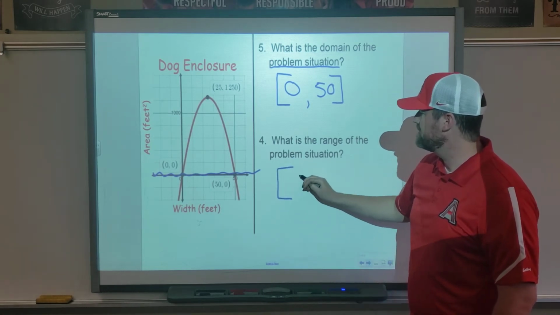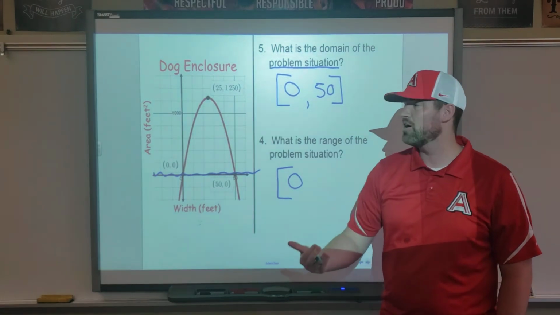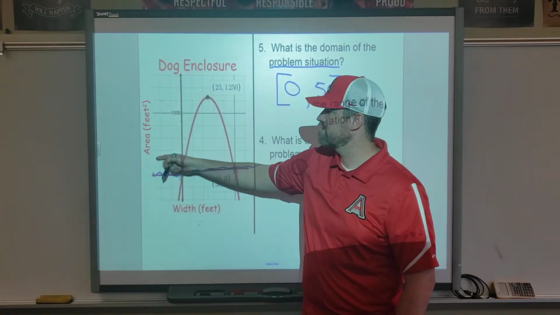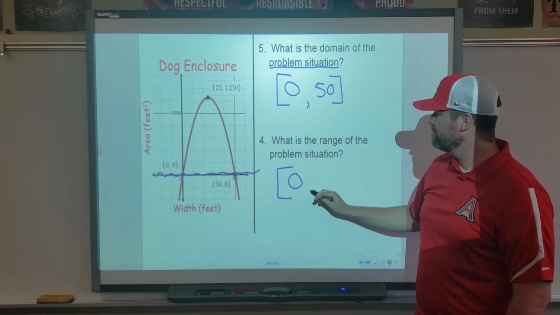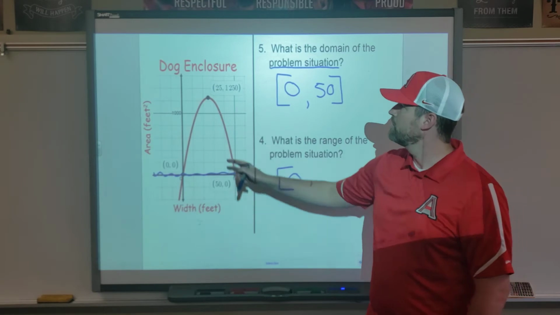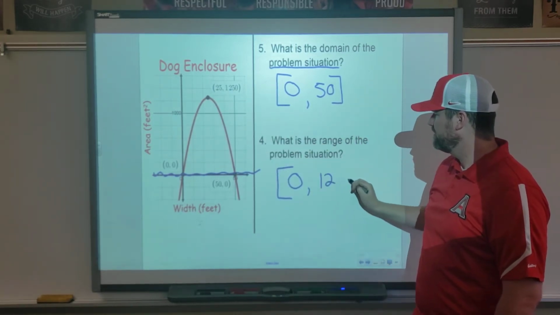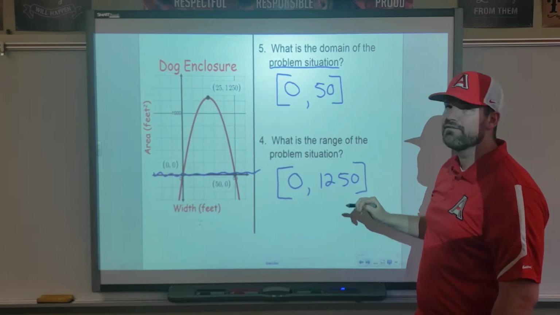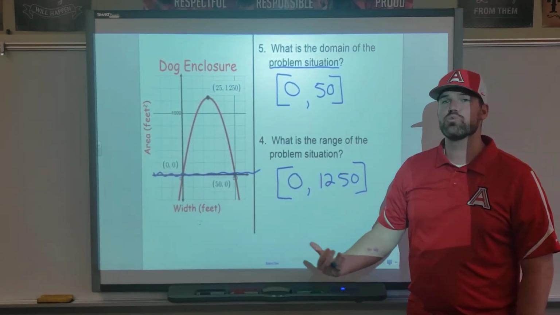So the range in this problem, the possible areas, right? Because range is our y values. The possible areas are anywhere from 0 feet squared to the maximum. And what was our maximum? Well, our maximum area was 1,250 feet squared. So this would be our range for the problem situation.